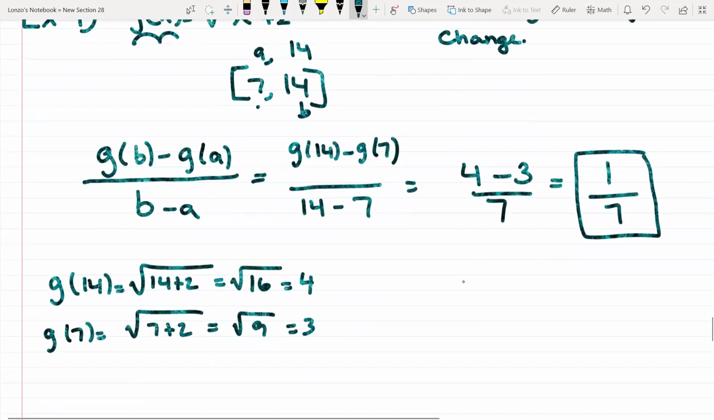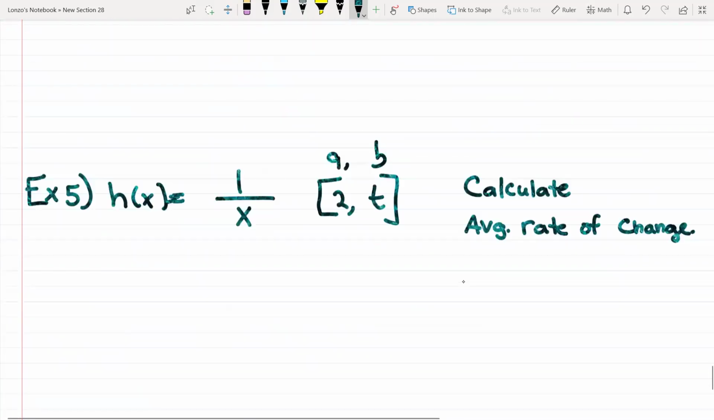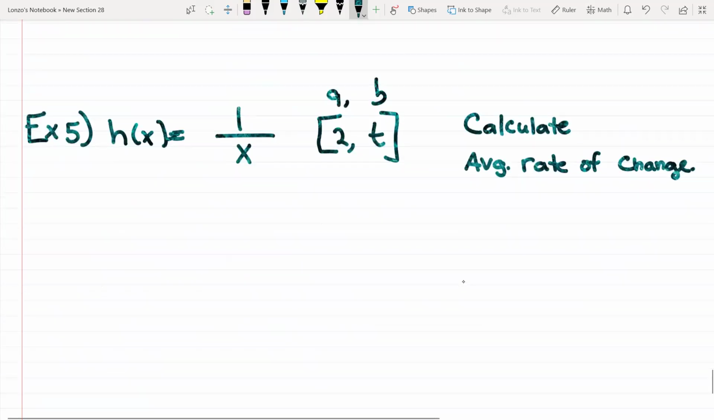Let's do a last example, example 5. It says, same direction, calculate the average rate of change where h of x equals 1 over x, from the interval 2 to t. The only difference is our y value is not a number, it's a letter. Can we still do the average rate of change if we don't have this value? I think we can. It's just that our final answer will no longer be an actual real number, it's going to have a letter.